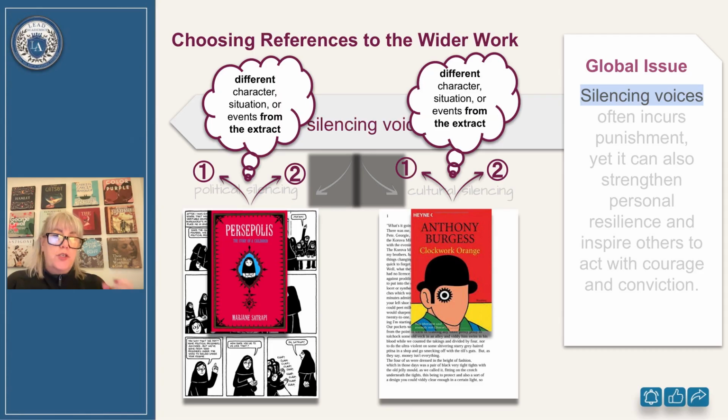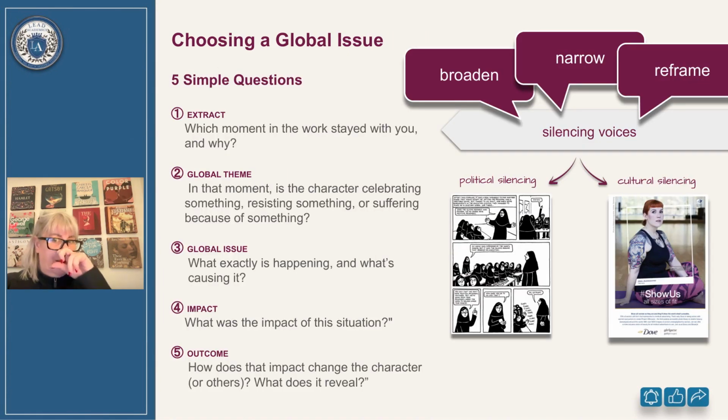Each reference should address the same global issue, but focus on different characters, situations, or events to highlight the issue's diverse dimensions. In short, if you use these 5 questions to narrow down your global issue using just one text, you'll need to broaden that global issue, the language of it, to accommodate the second text.